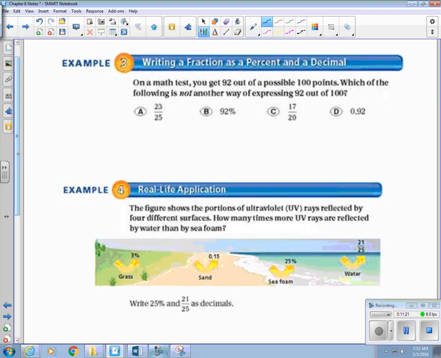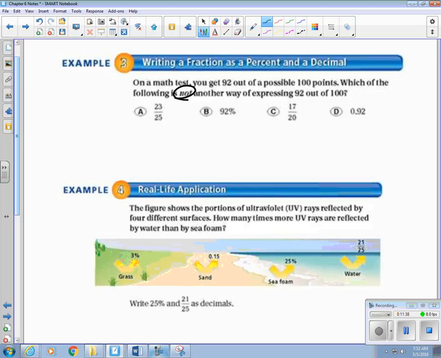All right, example number 3, writing a fraction as a percent and a decimal. So on a math test, you get a 92 out of a possible 100 points. Good job. Which of the following is not another way of expressing 92 out of 100?